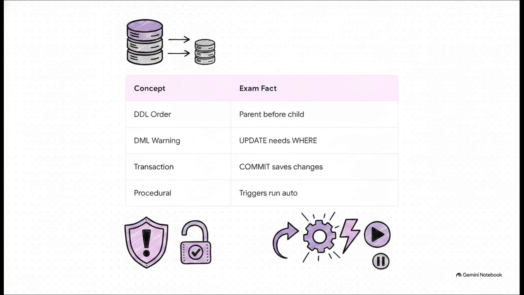Remember the extreme danger of the DML update command. Literally never forget your where clause. Know that commit permanently saves your transactions, while rollback acts as your emergency undo. And finally, understand the distinct behavior differences in procedural SQL. Triggers react automatically to data changes, whereas stored procedures sit quietly until they are manually called.